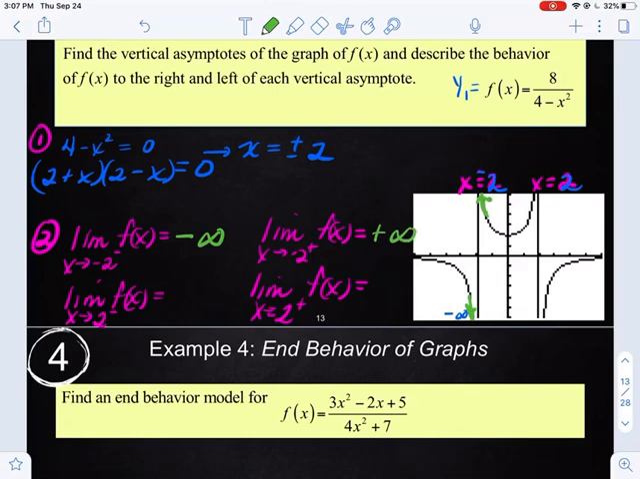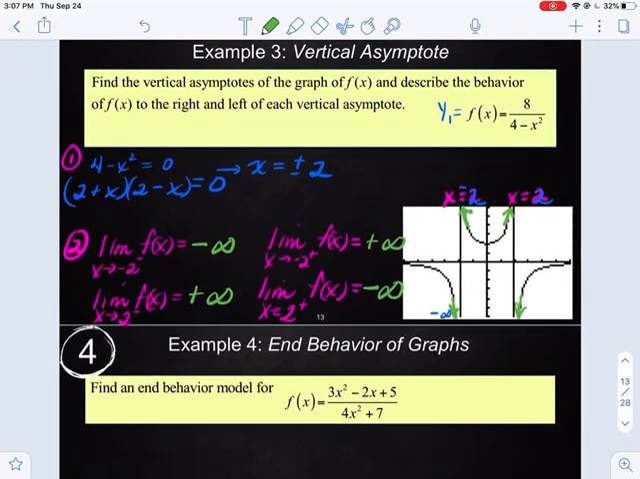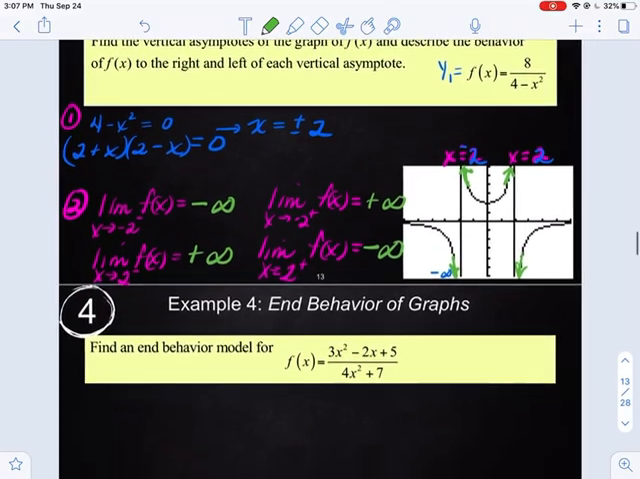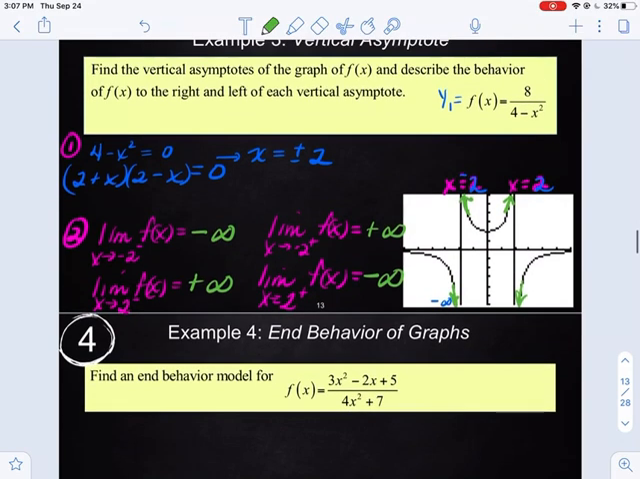Then we have the limit as x approaches 2 from the left. 2 from the left is right here. So it looks like it's going to positive infinity. And then the limit as x approaches 2 from the right-hand side. It looks like it's going to negative infinity. So that's the behavior of the graph of the function 8 over 4 minus x squared.